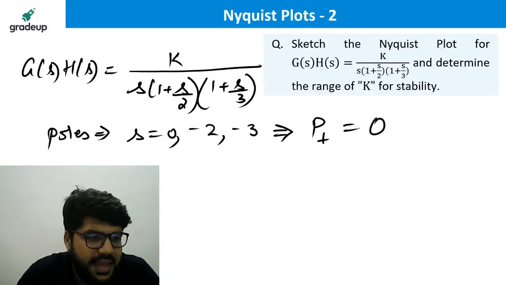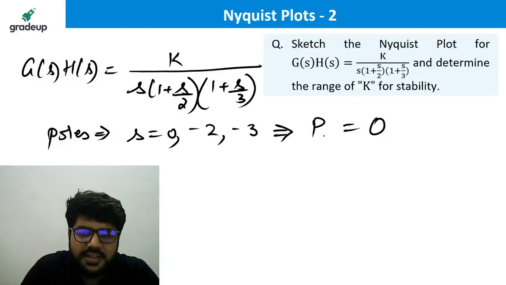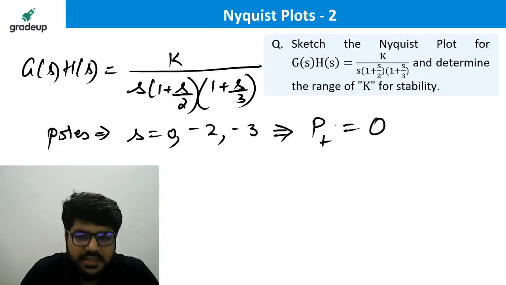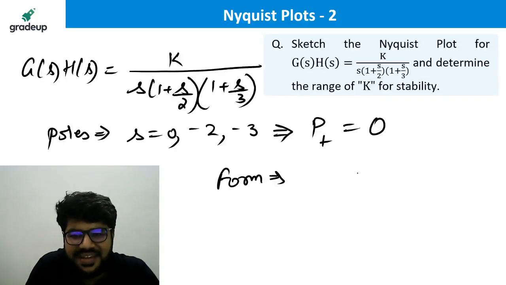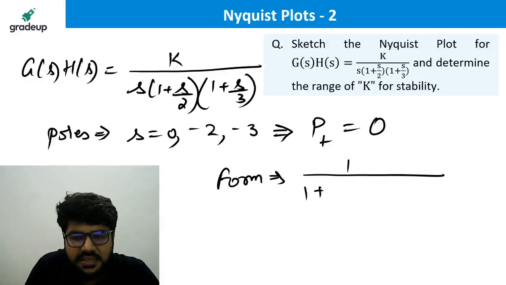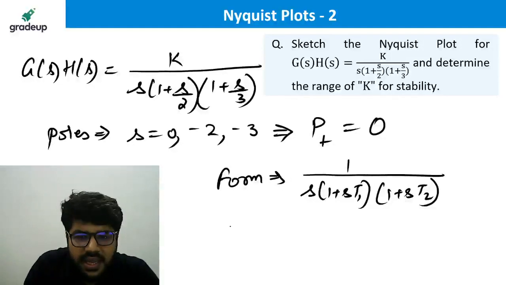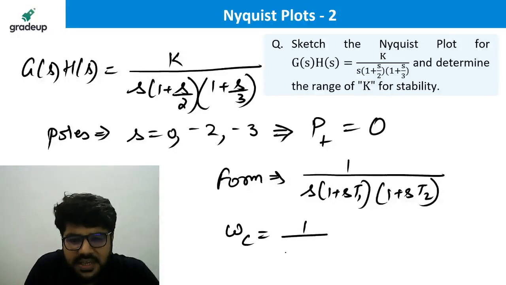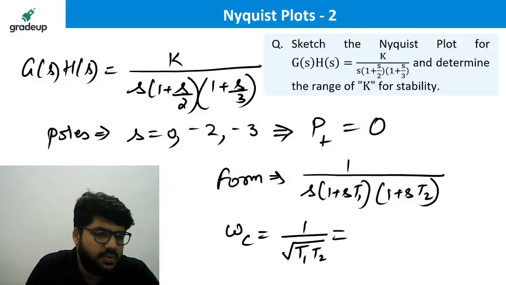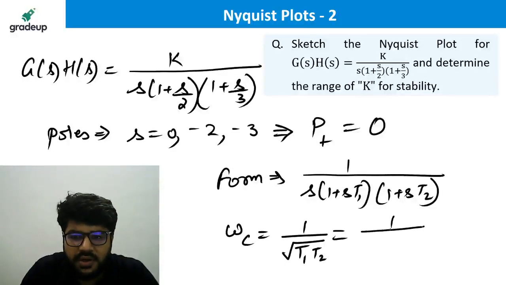Next. Now, what is the polar plot for this? We all know it. What is the form of the question? It is 1 by s(1 plus sT1)(1 plus sT2). Remember, that was the form that we have solved. In this form we get a critical frequency given by 1 upon root T1T2.